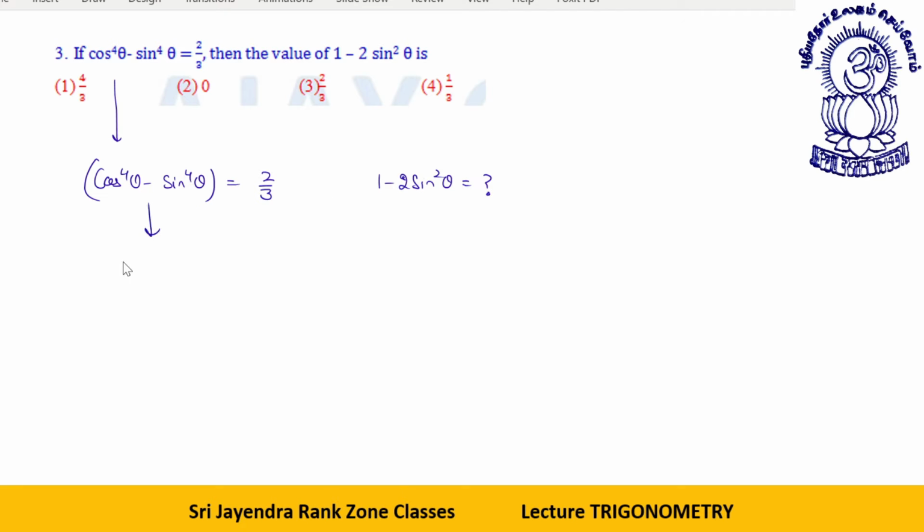See, this will be written as cos square theta minus sine square theta. This cos square will be written as 1 minus sine square theta. Then we have again minus sine square theta. This is equal to 2 by 3. This becomes 1 minus 2 sine square theta is equal to 2 by 3. This is all you require: 1 minus sine square minus sine square. This becomes 1 minus 2 sine square theta is equal to 2 by 3.